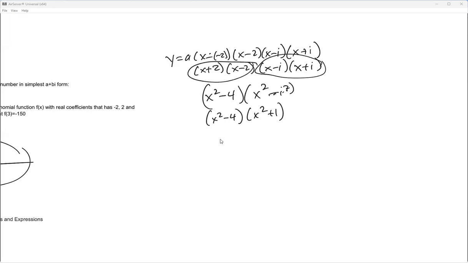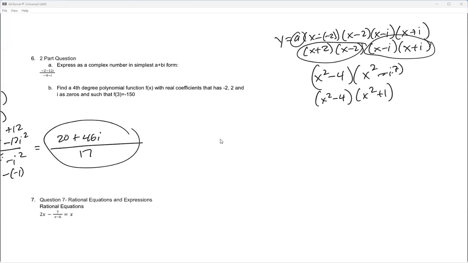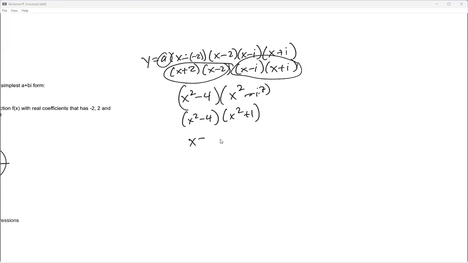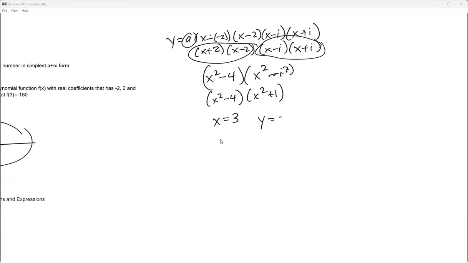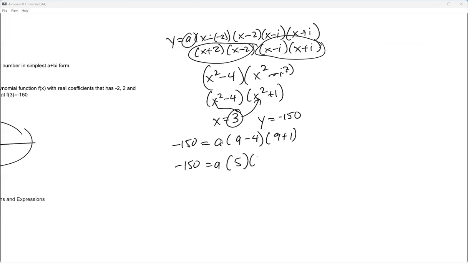Well, you could then bring in the a. You try to look for the a, and you have to make x equal to 3, and y equal to negative 150. So plug it in here. Negative 150 equals a, and then 9 minus 4 and 9 plus 1, because I'm just plugging the 3's into both. So it becomes negative 150 is equal to a times 5 times 10, which is 50. So negative 150 is equal to 50a, so a is equal to negative 3.